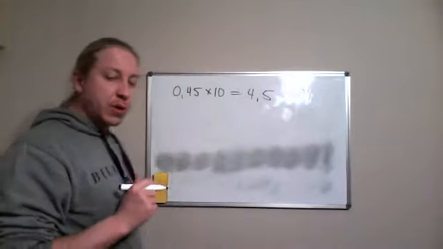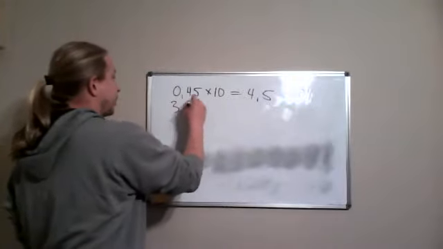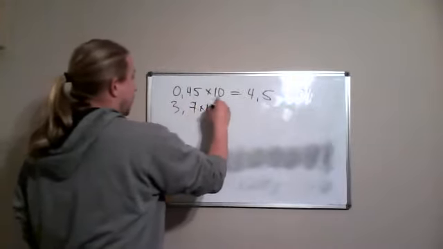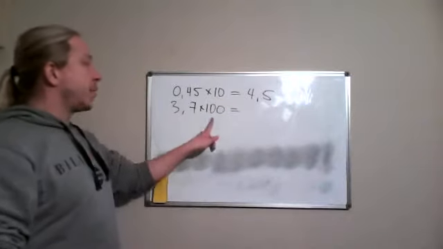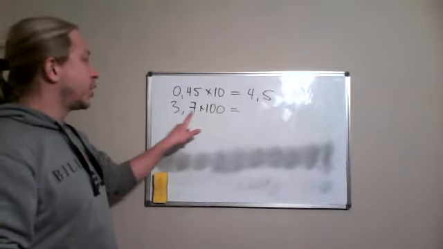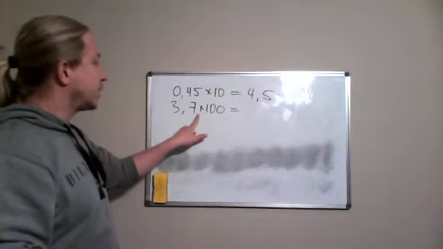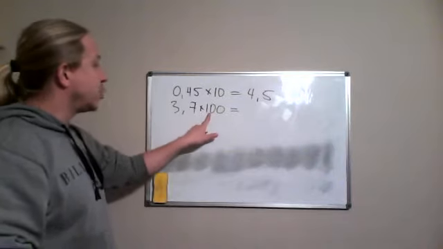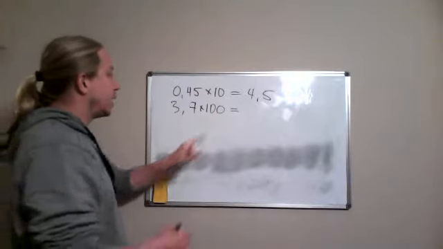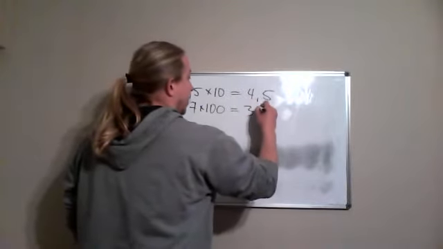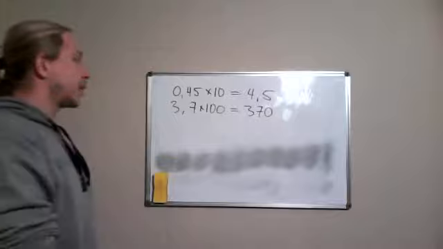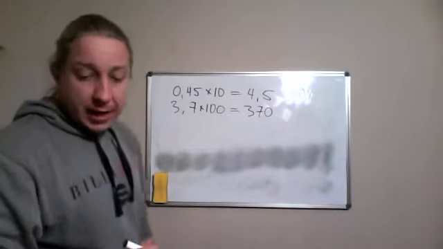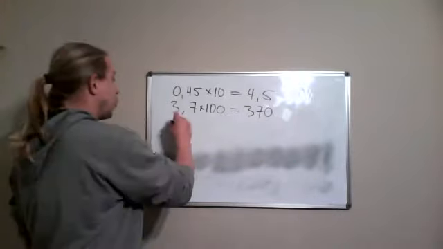Let's do another one, 3.7 times 100. We're multiplying by 100. That's 2 zeros. We're going to move the comma 2 places to the right. So it's going to be 3, 7, another placeholder, which is a 0, comma. So the answer would be 370.